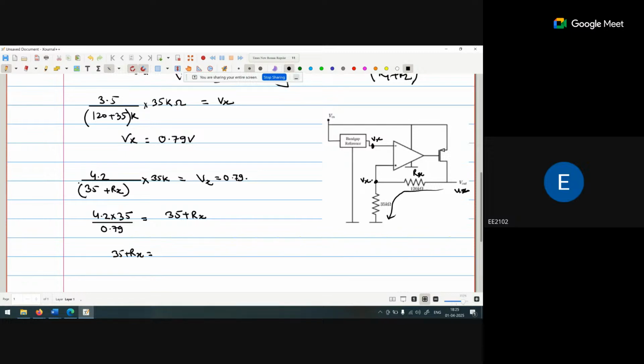It is around 186.6 kilo. So what is the value of Rx? It is 151.6 kilo.